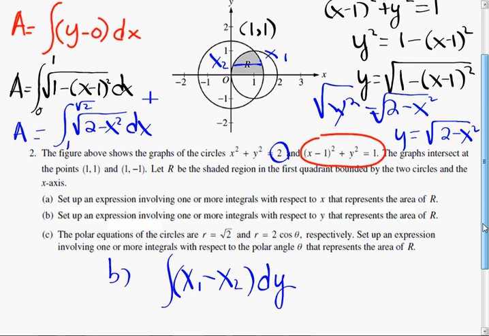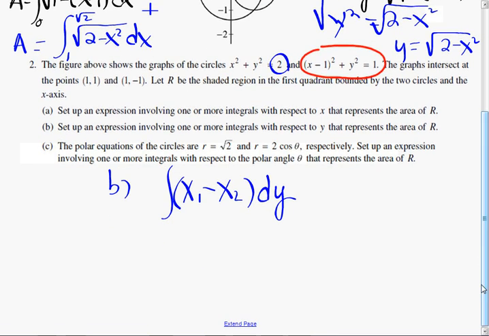And what do the y values go between? They start here at 0 and go up to 1. I think they wanted to do this to you just to see if those polar curves would bother you.